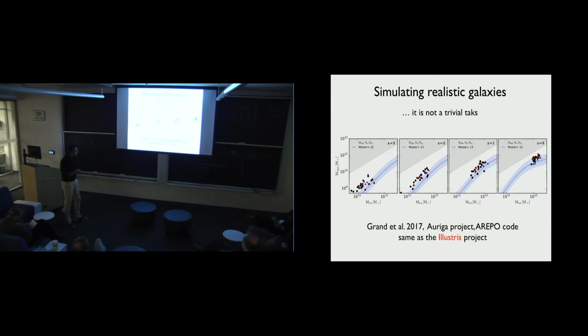Because you might have heard of the Illustris project. That's a big simulation project done at Harvard, MIT, and now also the Siemens Foundation down the road. And these are their simulations, from a paper by Grant. This is the Arepo code, which is supposed to be top-notch code. And that's the redshift 0 abundance matching.